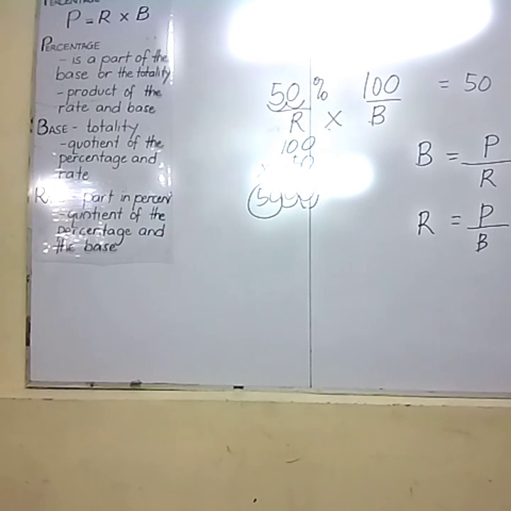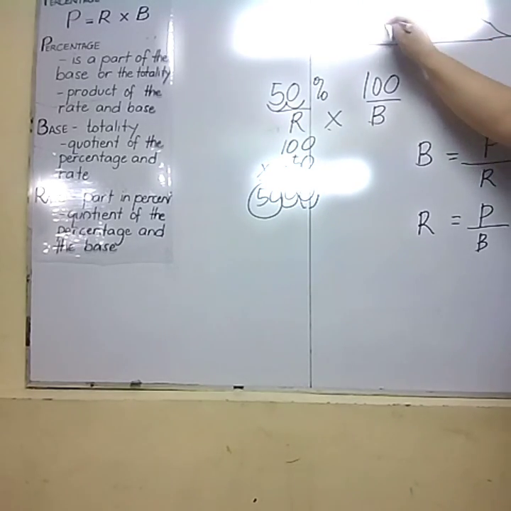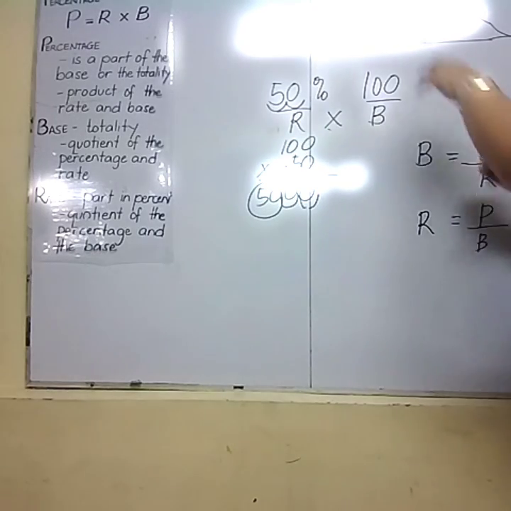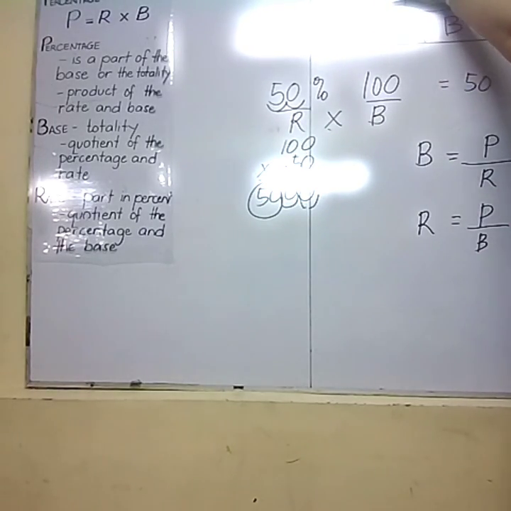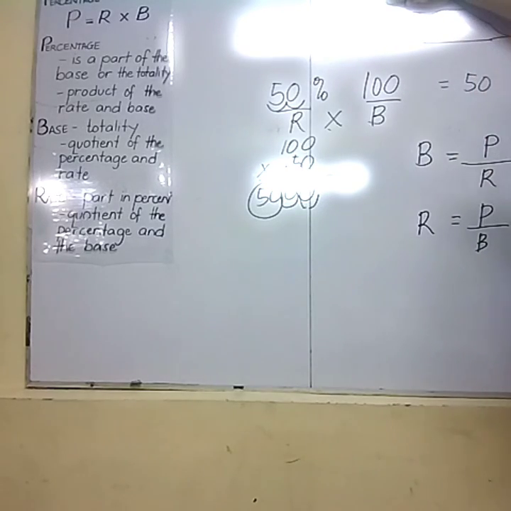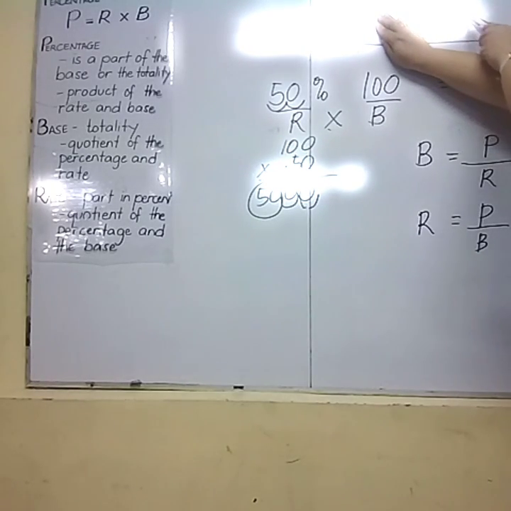Pero para hindi nyo makakalimutan kung ano yung mga formulas, tandaan nyo lang to. Kahit sa science nyo, basta may formula kayo, tandaan nyo lang. So this one is percentage. This one is the rate. And this one is the base. Paano daw to? Pag percent ang hinahanap, ano yung nawawala? Anong gagawin mo sa rate tsaka sa base? You have to multiply. Kasi itong dalawa natira. Pag hinahanap daw ang base, ano ang formula? Percent divided by the rate. Pag hinahanap ang rate, percentage divided by the base.